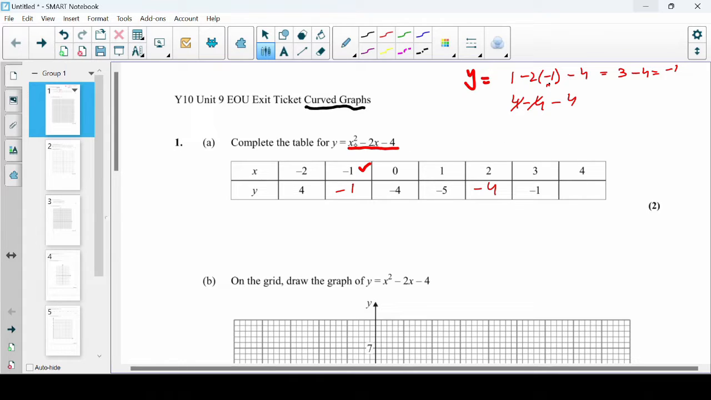And we put x as +4. Then that gives us 4 fours are 16, minus 2 fours are 8, minus 4. 16 minus 8 is 8, and 8 minus 4 gives us +4. So these are our values.